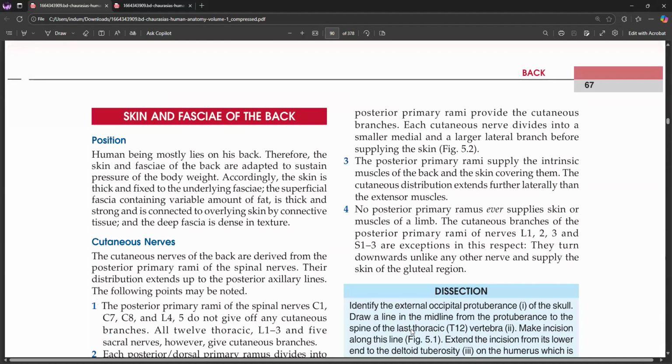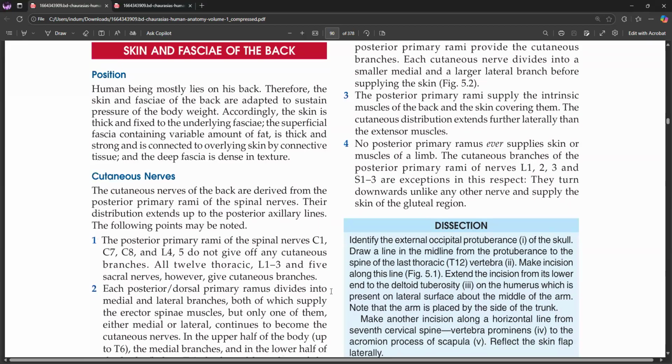Skin and fascia of the back. Position. Human being mostly lies on his back. Therefore, the skin and fascia of the back are adapted to sustain pressure of the body weight. Accordingly, the skin is thick and fixed to the underlying fascia. The superficial fascia containing variable amount of fat is thick and strong and is connected to overlying skin by connective tissue, and the deep fascia is dense in texture.